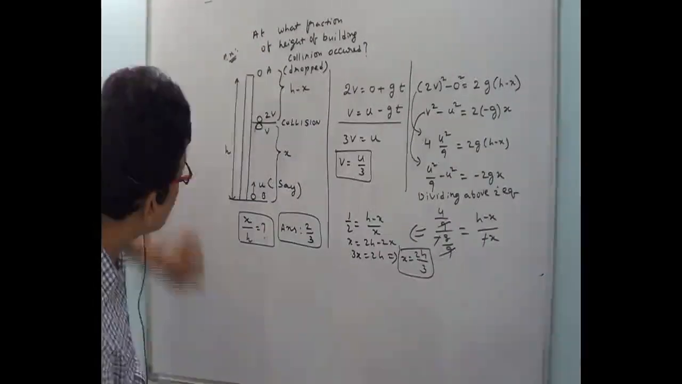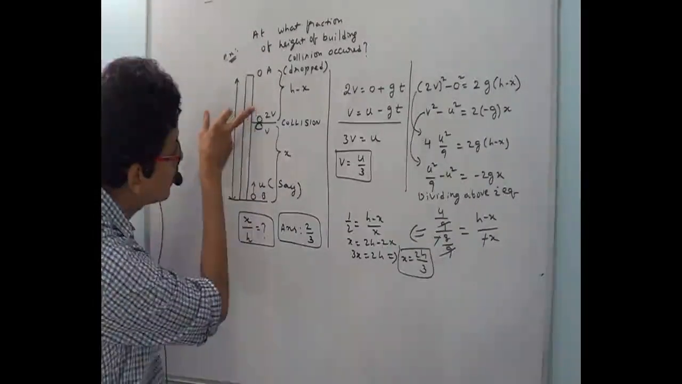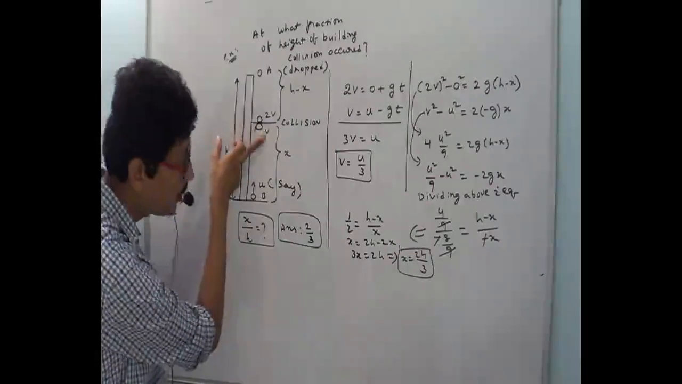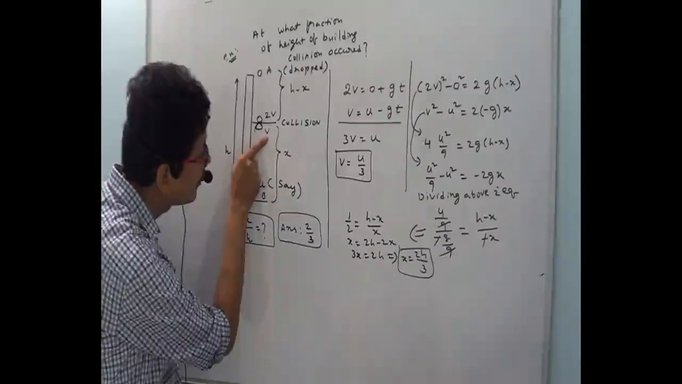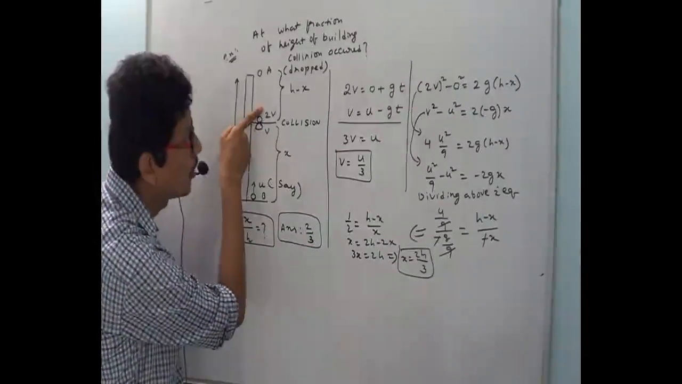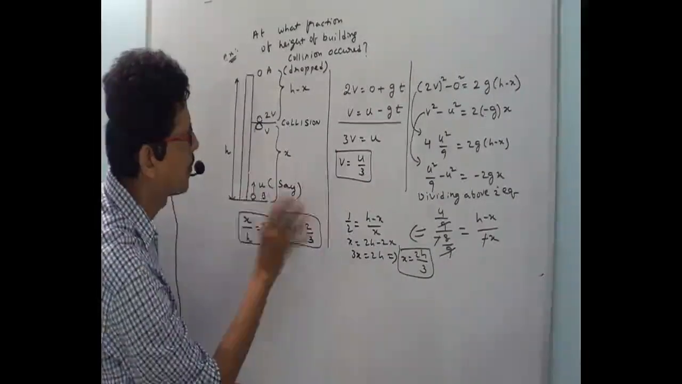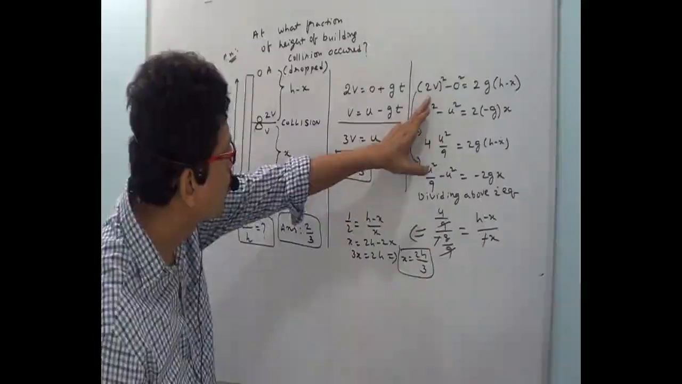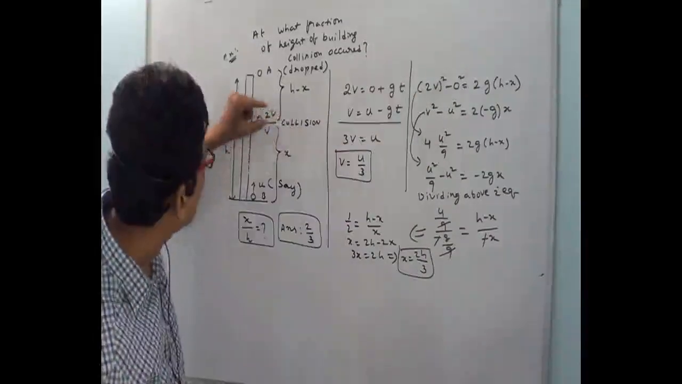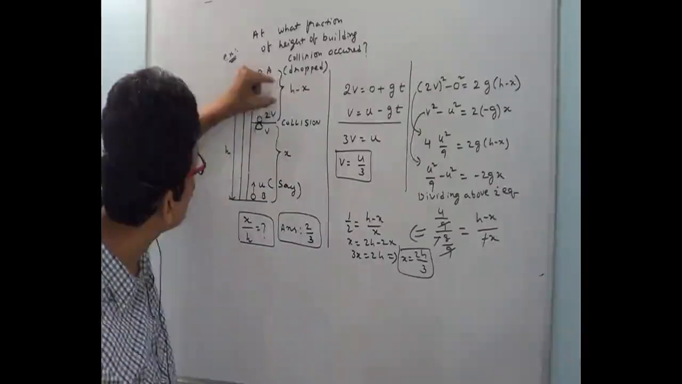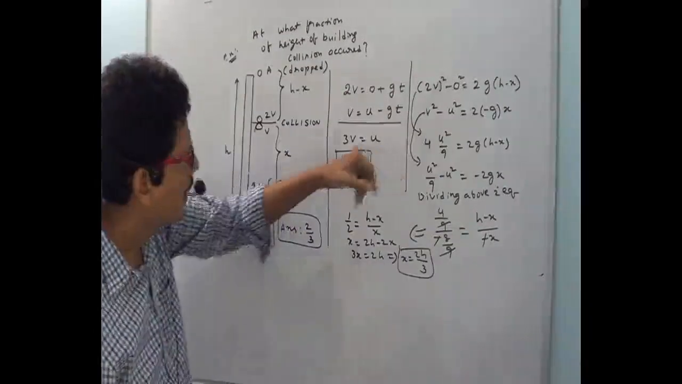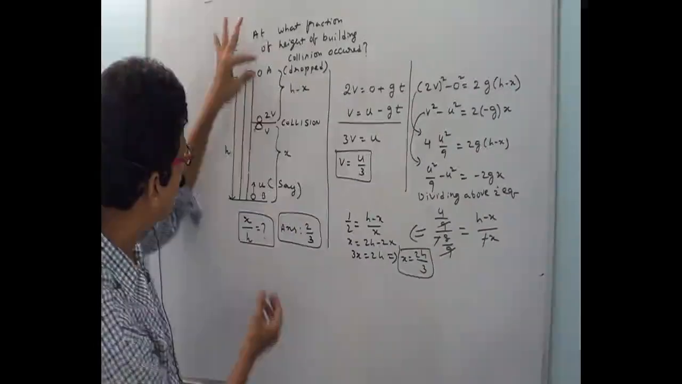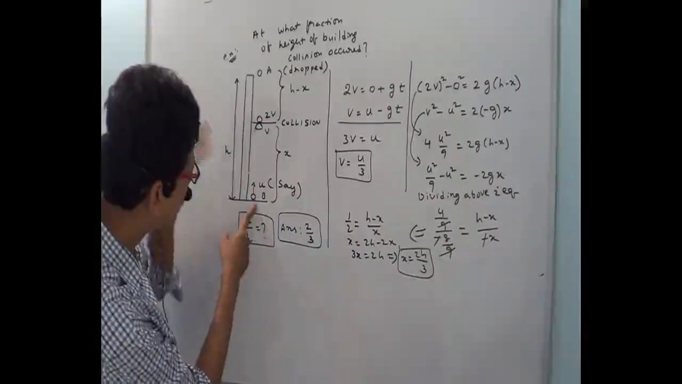and at the time of collision, what he said? The speed of ball A is twice the speed of ball B. అంటే ఇది v అని తీసుకుంటే ఇది ఎంత తీసుకోవాలి? 2v అని తీసుకోవాలి. So that is okay. That's what I have taken 2v whole square minus 0 square is equal to 2g into what is the displacement here? H minus x.